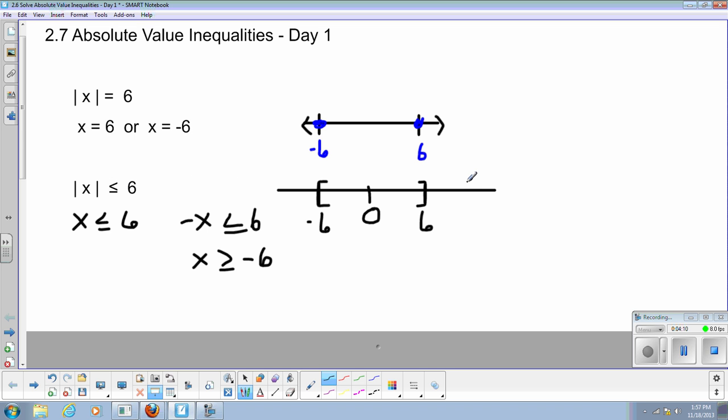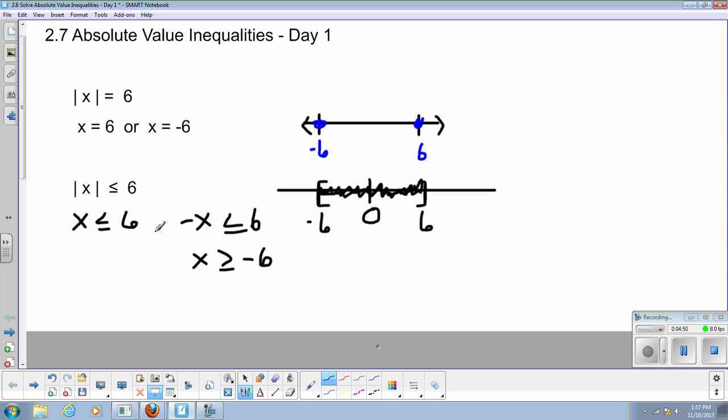And I can test outside +6. Let's say we test 7. What is the absolute value of 7? It's 7. 7 is not less than 6. So where did I have it that it worked? In between. These are all the numbers in here that have an absolute value less than 6 spaces from 0. Absolute value is based off of the number 0. All of these numbers from -6 to 0 are 6 spaces or less from 0. All the numbers from 6 to 0 are 6 spaces or less back to 0.